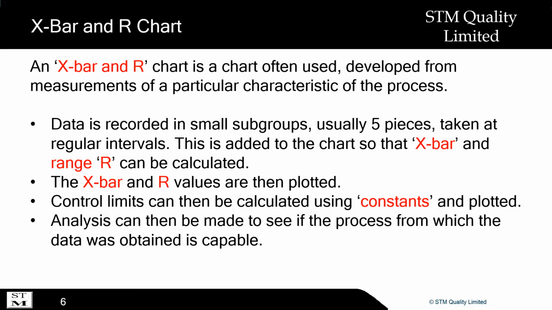An X bar and R chart is a chart often used, developed from measurements of a particular characteristic of the process. Data is recorded in small subgroups, usually 5 pieces, taken at regular intervals. This is added to the chart so that X bar and range R can be calculated. The X bar and R values are then plotted. Control limits can then be calculated using constants and plotted. Analysis can then be made to see if the process from which the data was obtained is capable.